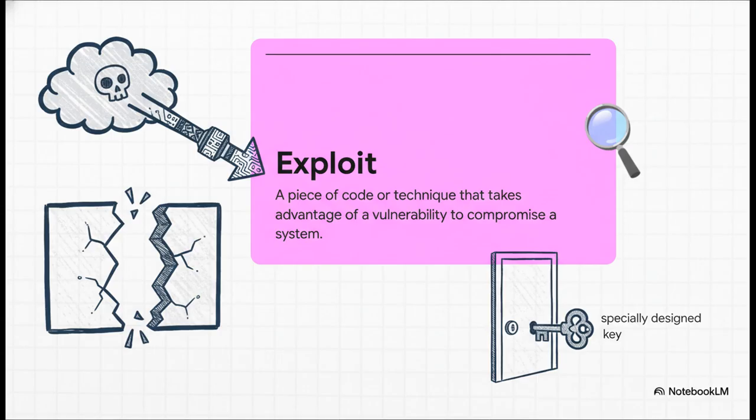So we have a threat, and we have a vulnerability. The exploit is the how. It's the specific tool or the special technique that the threat uses to crawl through that open window. It's like the custom-made key that just happens to fit the lock on that unsecured door.